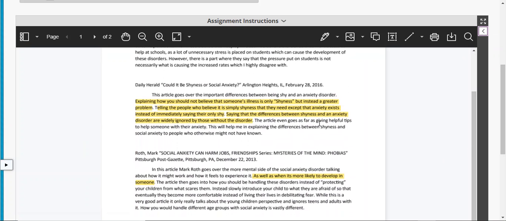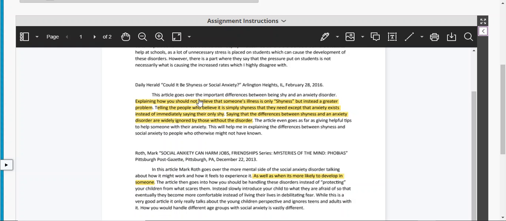All right, I'm just going to start reading here. This article goes over important differences between being shy and an anxiety disorder. A complete sentence has a subject, which is the actor, and in this case it's this article, and then it has what's called a predicate, and a predicate has a verb. It's got the action in it. So a complete sentence has an actor, an action, and a complete thought. In this case, the article is the subject, goes over is the action, and if we read this whole thing, we have a complete thought.